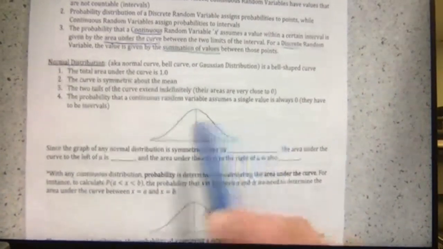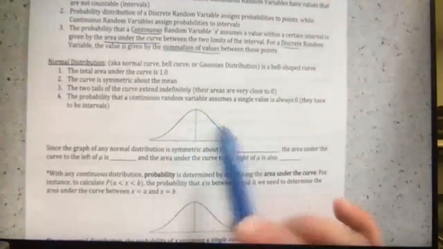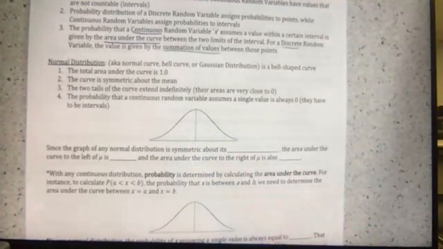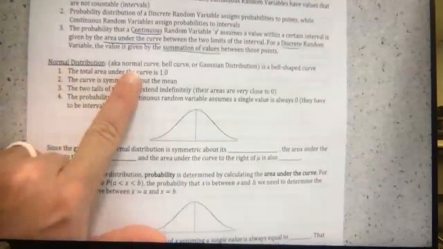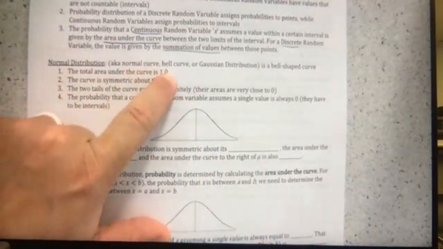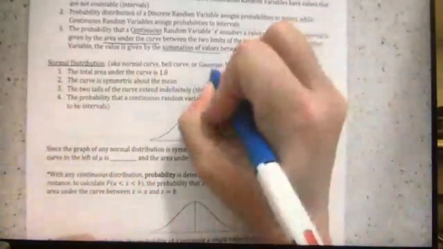What curve are we talking about? So here's this normal distribution, this normal curve, bell-shaped curve. A normal distribution, which is also called a normal curve, a bell curve, or a Gaussian distribution, which is named after a famous mathematician.